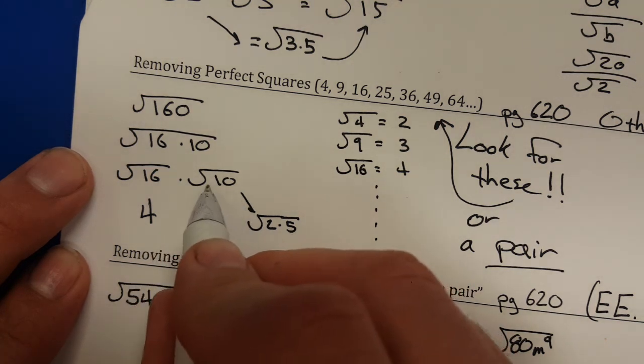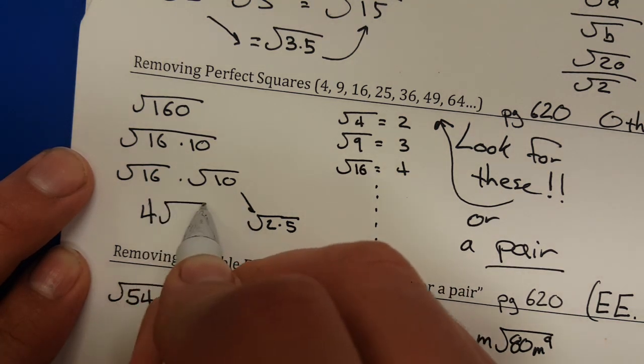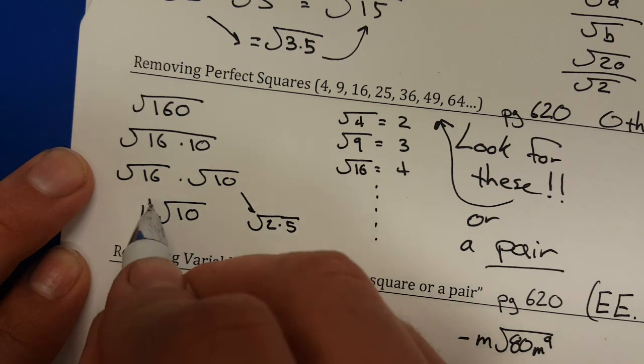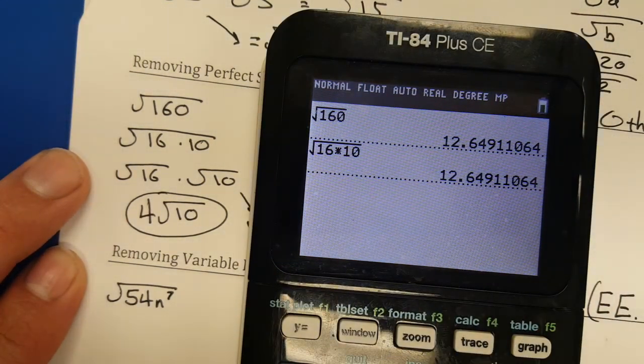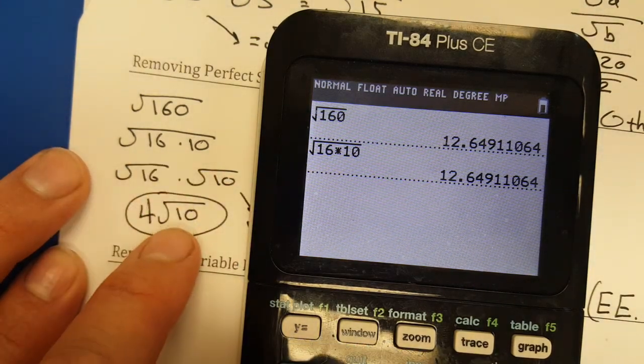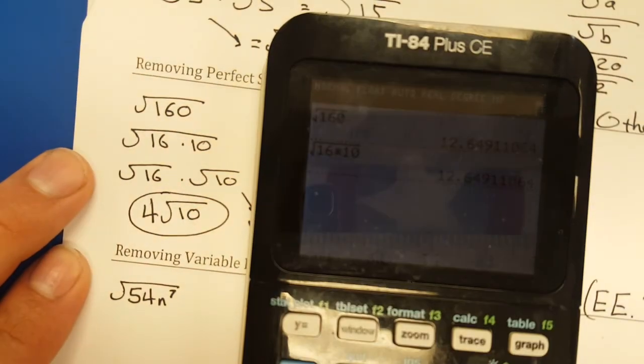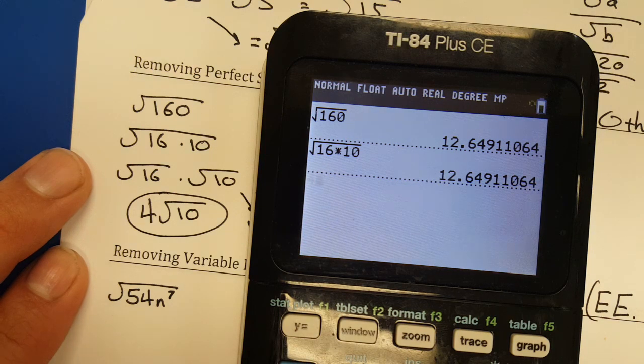Since the square root of 10 cannot be simplified, it's a non-simplifiable radical, that's it. That's the best I can do. So let's prove it here. I kind of skipped this rewrite step and go right to this. In my mind I split it and simplify it. So let's go 4 square roots of 10.